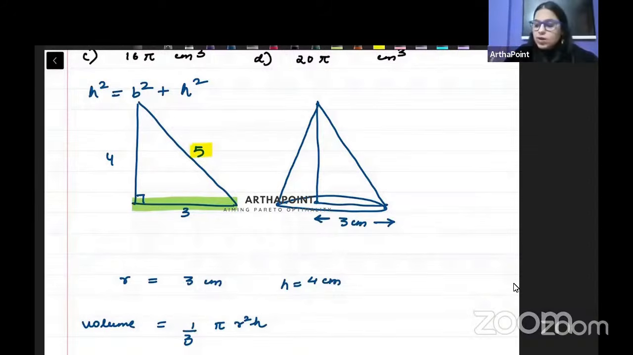So perpendicular square plus base square is hypotenuse square. So we need to have smaller perpendicular and base. And I am taking 3 centimeter in the base because around that only I am rotating to form a cone. That is what the question is saying, right? So this becomes 3 centimeter, 4 centimeter and 5 centimeter.